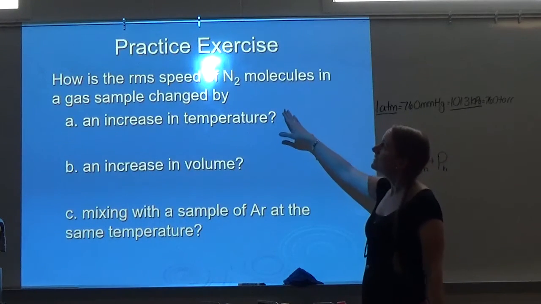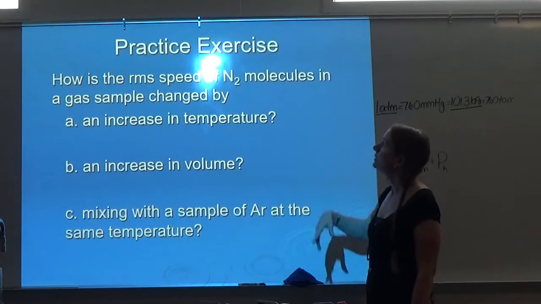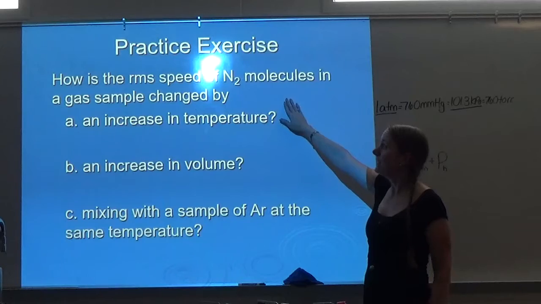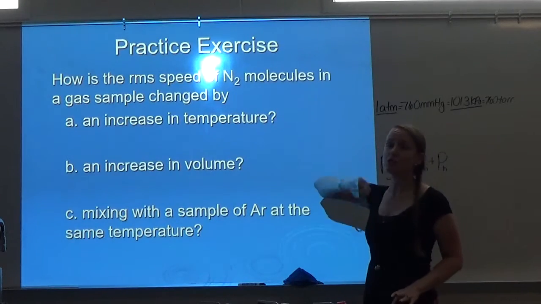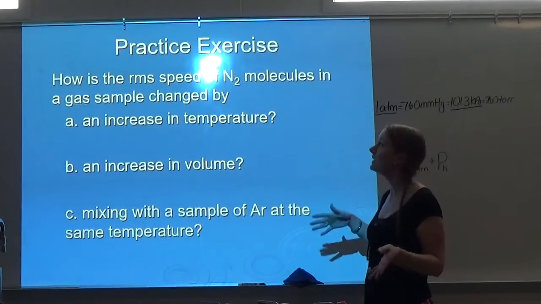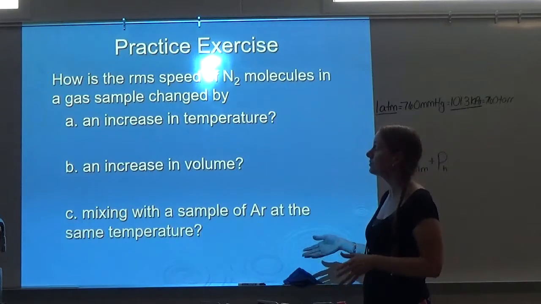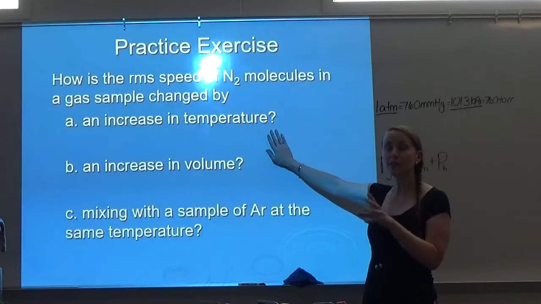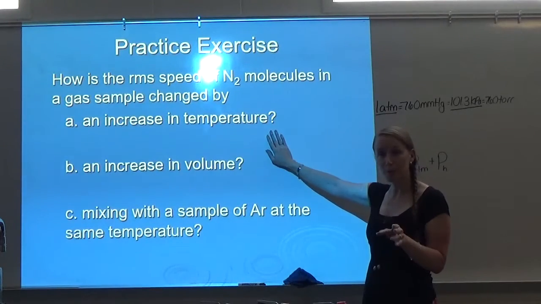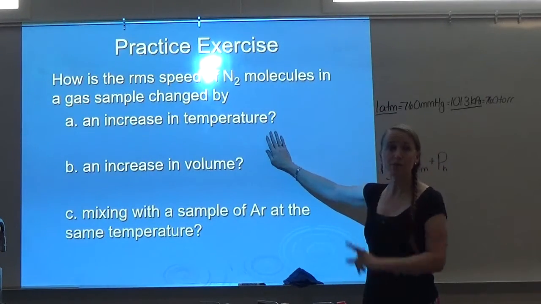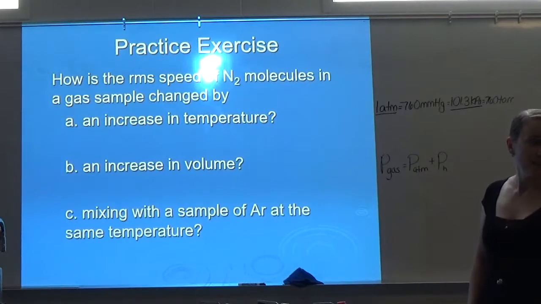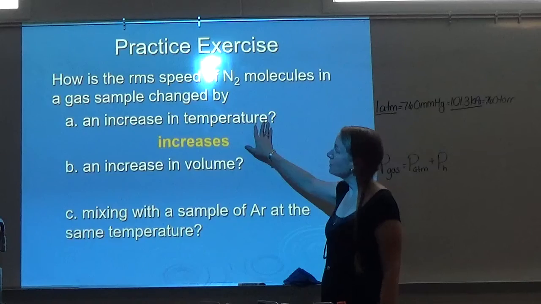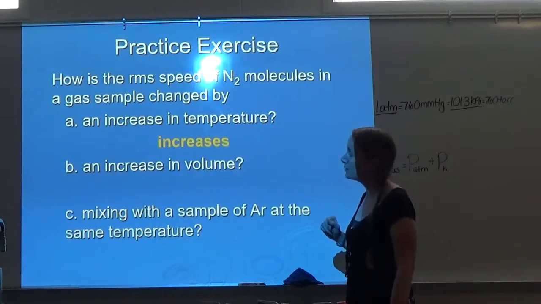So how is the RMS speed of nitrogen molecules in a gas sample changed by these things? Okay, so we're looking at how would these things change the RMS speed or the average speed of the nitrogen molecules. An increase in temperature. Temperature does affect speed of the particles. Remember, they're directly proportional. So if we increase the temperature, we're going to increase the speed. So if we increase temperature, RMS speed also increases.